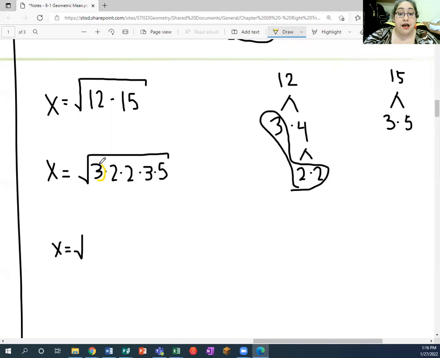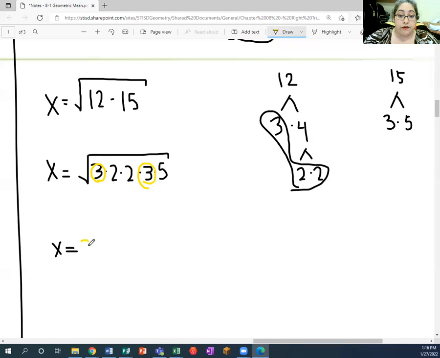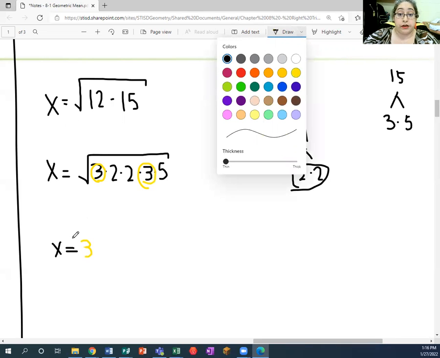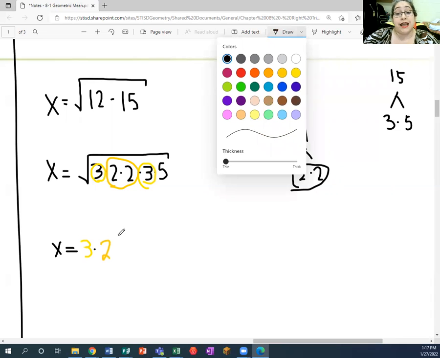All right, I have a pair of 3s. Okay, I have a pair of 3s, so I'm going to write a 3 down because I have one pair of 3s. And then I'm going to put a multiply, and I'm going to keep looking. I have a pair of 2s. So I'm going to write 2 out.